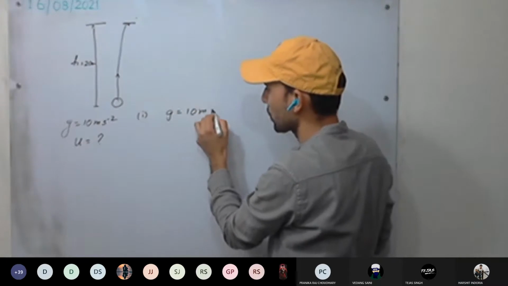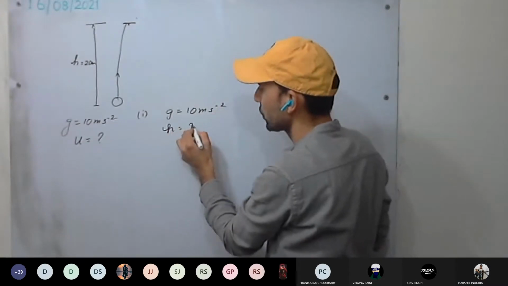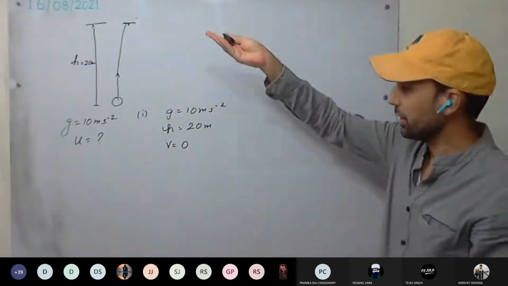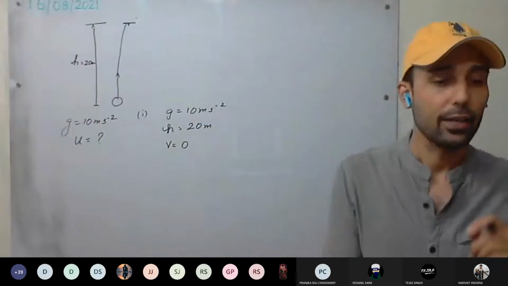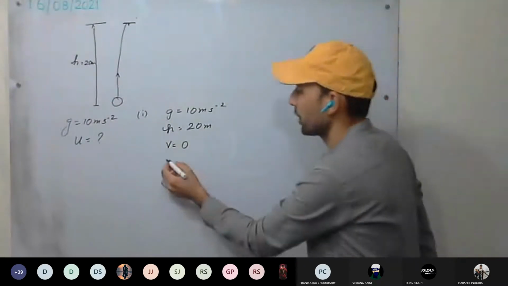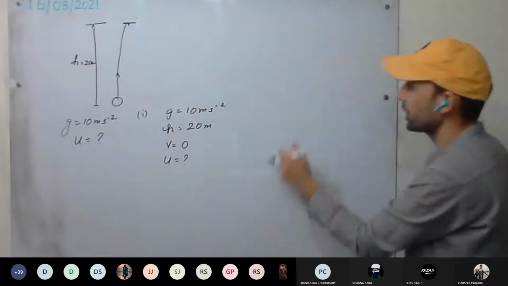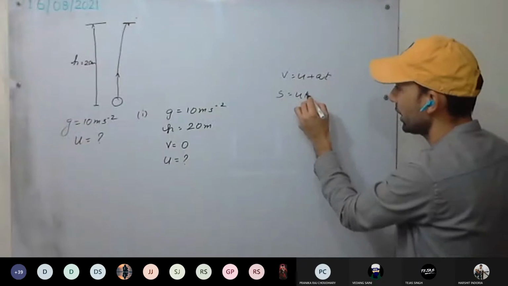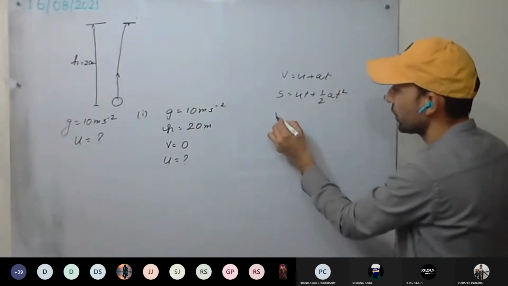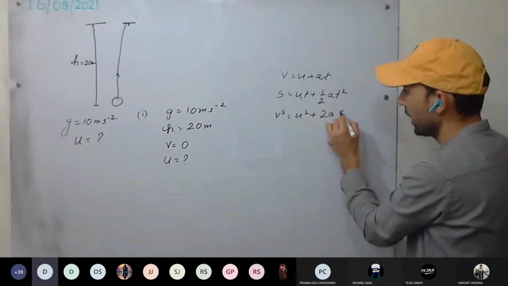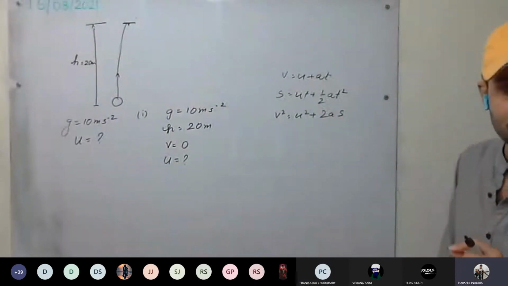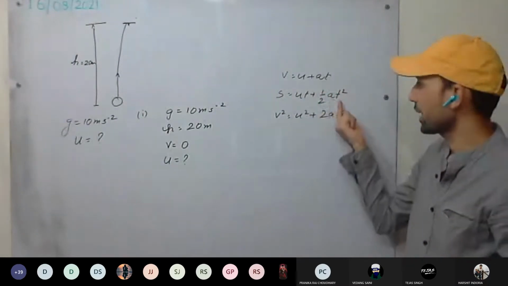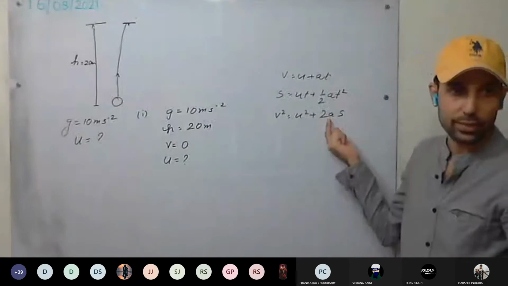For the first part, g is given as 10 meters per second square, height is 20 meters, and final velocity is 0 as it reaches the top. We have to calculate the initial velocity u. Three equations you already know: v equals u plus at, s equals ut plus half at square, and v square equals u square plus 2as. In the first and second equations, time is not given, so we'll go with the third equation.